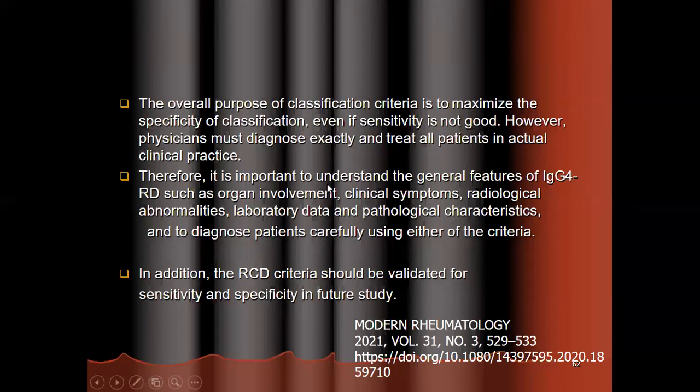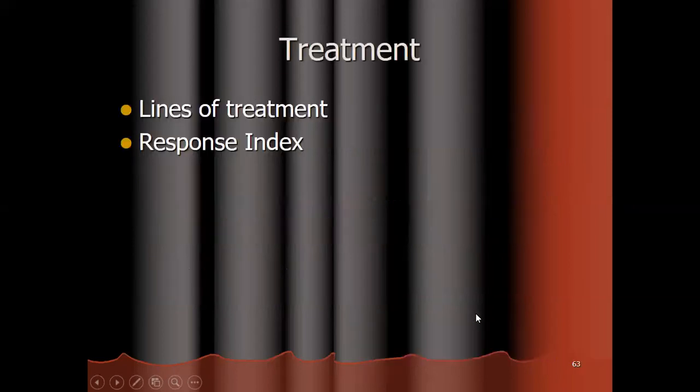Therefore, it is important to understand the general features of IgG4-related disease, such as organ involvement, clinical symptoms, radiologic abnormalities, laboratory data, and pathological characteristics, and to diagnose patients carefully using either of the criteria. In addition, the revised comprehensive diagnostic criteria should be validated for sensitivity and specificity in future studies. هم بيريكومند ان هم يعملوا فاليديشن للجابانيز كرايتيريا بتاعتهم، يشوفوا تنفع في الريسيرش ولا لا، بحيث تبقى كرايتيريا واحده للاثنين.